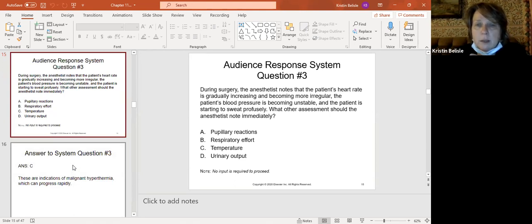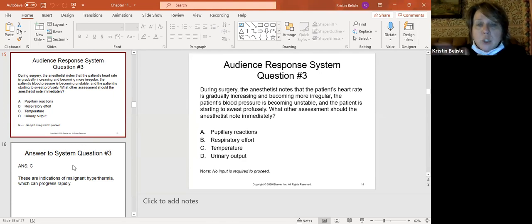During surgery, the anesthetist notes that the patient's heart rate is gradually increasing and becoming more irregular. The patient's blood pressure is becoming unstable, and the patient is starting to sweat profusely. What other assessment should the anesthetist note immediately?